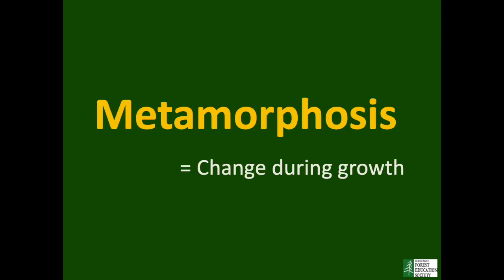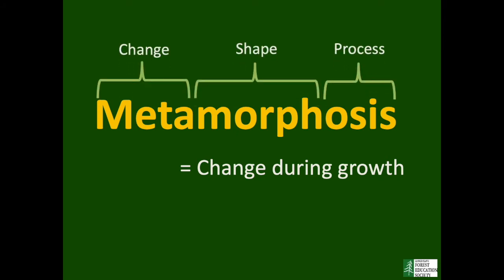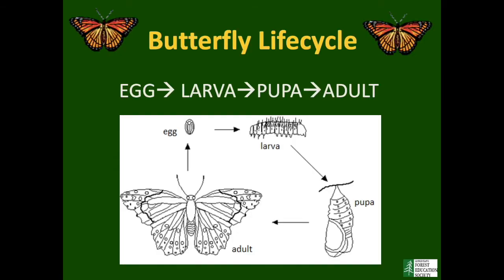Some life cycles require animals to go through a metamorphosis. What does metamorphosis mean? Well, it's made up of three Greek words. Meta means change, morph means shape, and osis means process. So altogether, they mean the process of changing shape. Many insects change shape as they go through the stages of their life cycle.